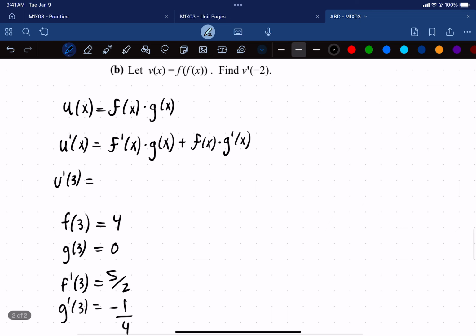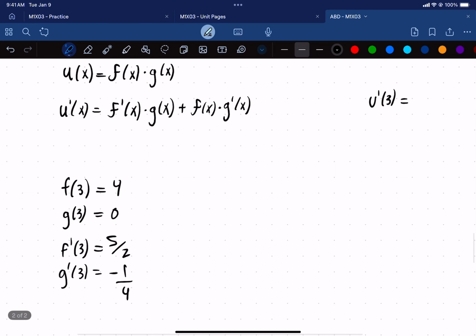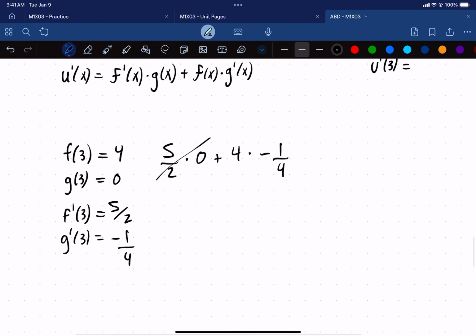So pretty much that's all you need to do. So we can just plug that in. That would be f prime of 3, 5/2 times 0 plus 4 times -1/4. So this cancels out, and we just get -1 because these cancel out. So u prime of 3 is -1.